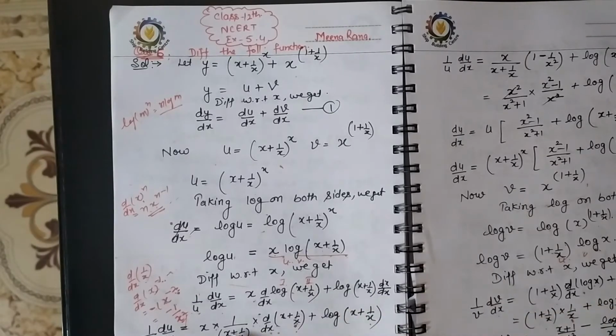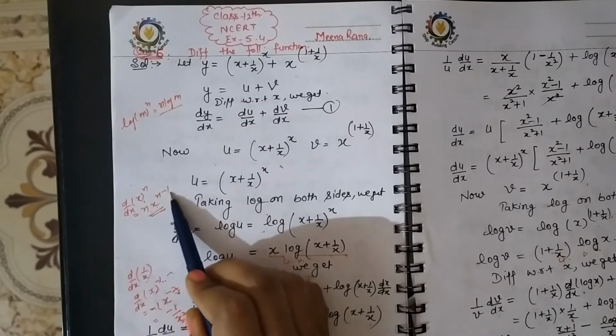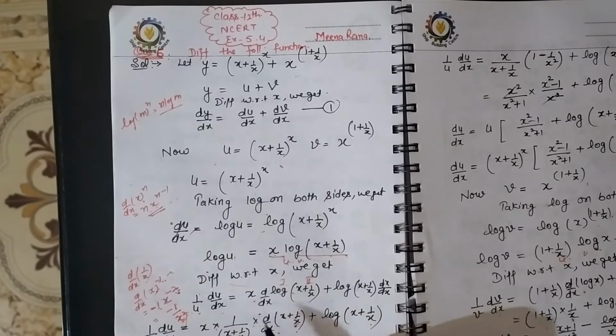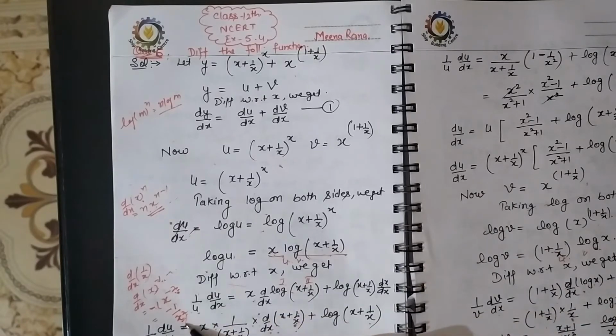Now how to take the derivative of x plus 1 by x? Derivative of x is 1. dx by dx is 1. Now what is the derivative of 1 by x? You can write 1 by x as x raised to power minus 1. So by applying this formula, x raised to power n becomes n x raised to power n minus 1, it becomes minus 1 x raised to power minus 1 minus 1, that becomes minus 2. You can write this as minus 1 by x square. So write this term as derivative of x is 1 and derivative of 1 by x is minus 1 by x square. Put the value here.